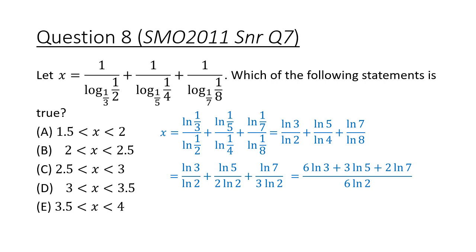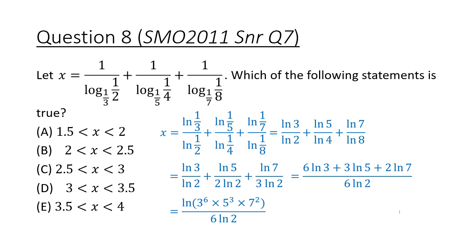Now we can use the power law, and we can change this 6 ln 3 into ln 3 to the power of 6, and further apply the product law and combine it as a single logarithm in the numerator. This will give us ln of (3 to the power of 6 times 5 to the power of 3 times 7 to the power of 2).